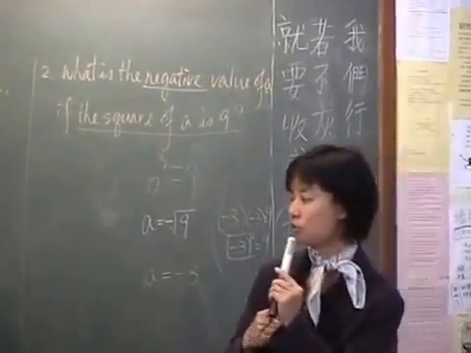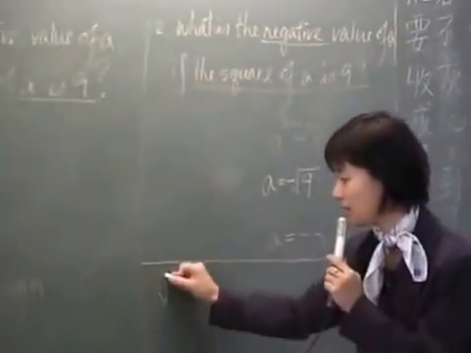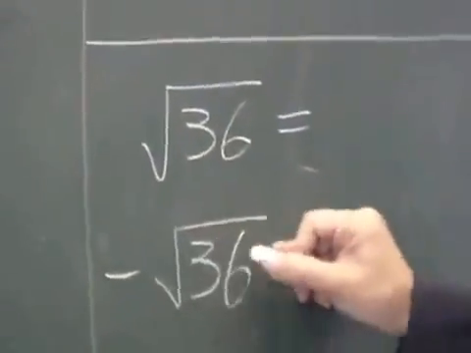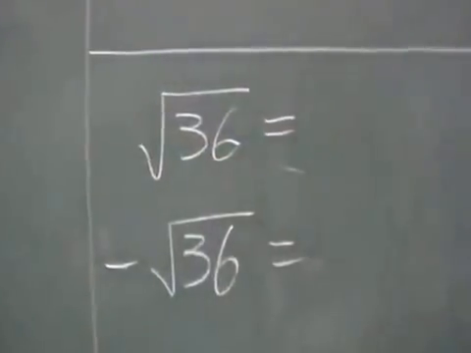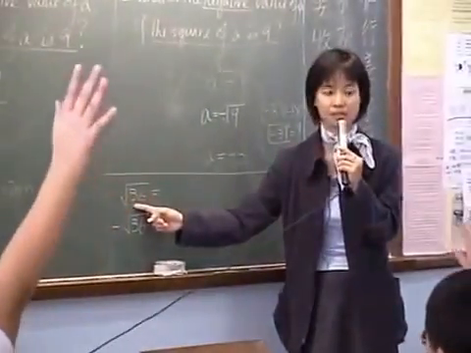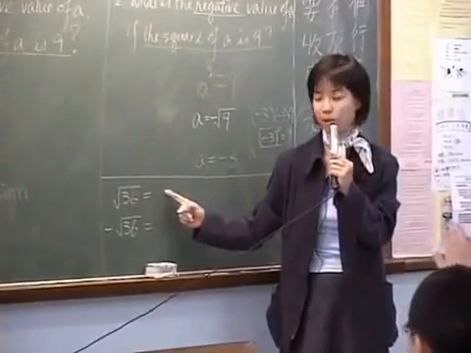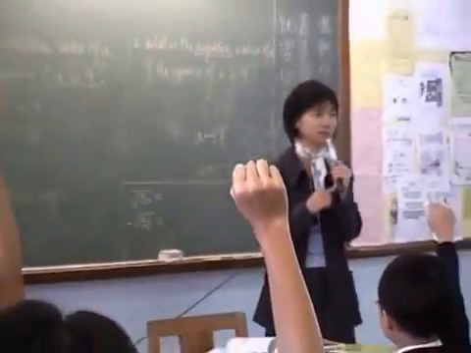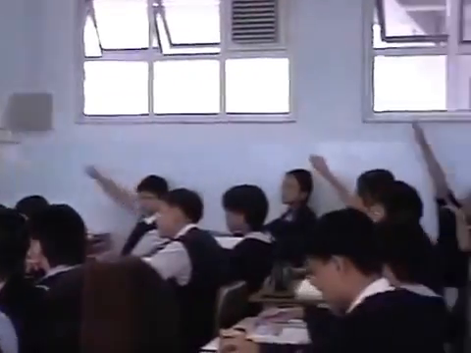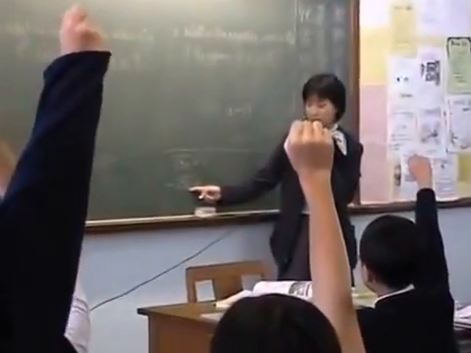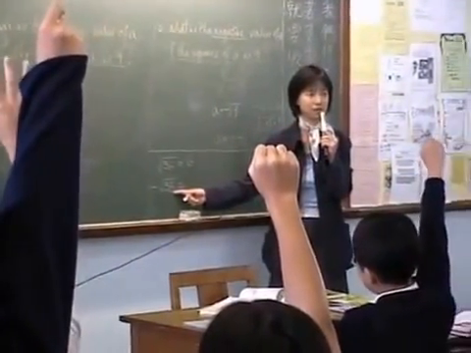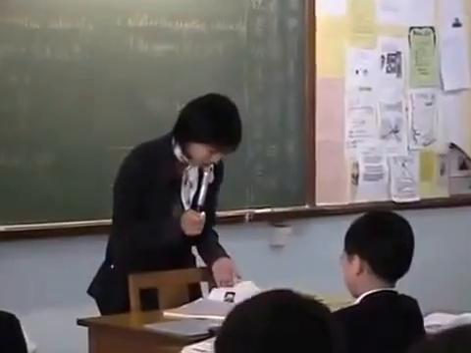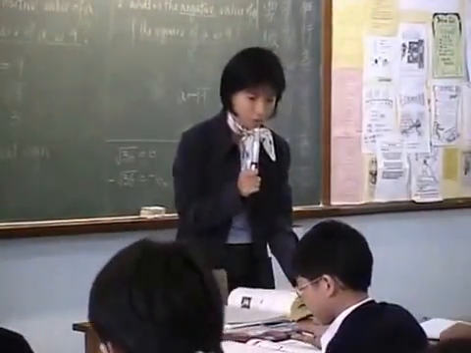Okay? So now I want you to find this question. The square root of 36. Can you find the answer? The square root of 36 means find a number whose square equals 36. So which number? Then 6. Okay. And then negative square root of 36. So the answer is negative 6. Okay. Open your book to page 162 to do question number 2.